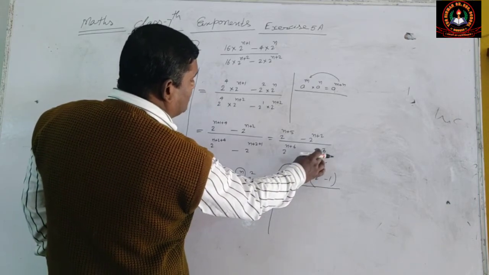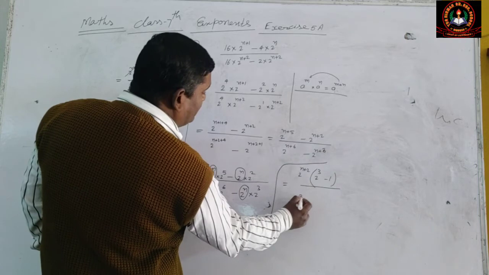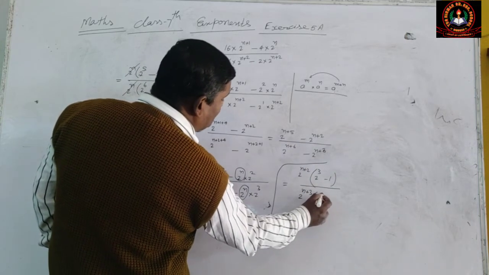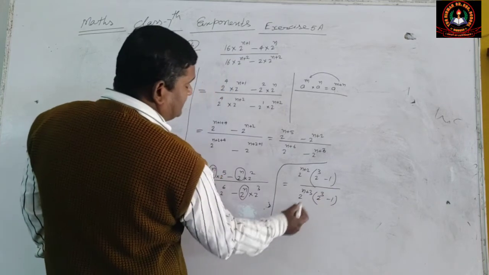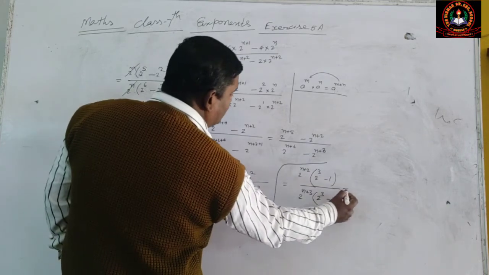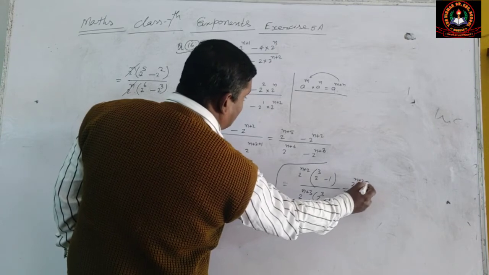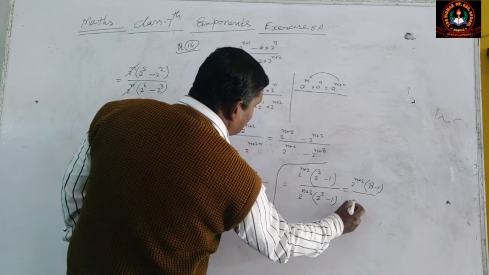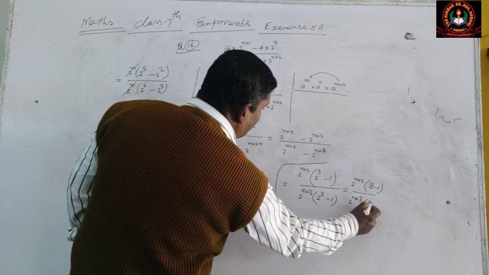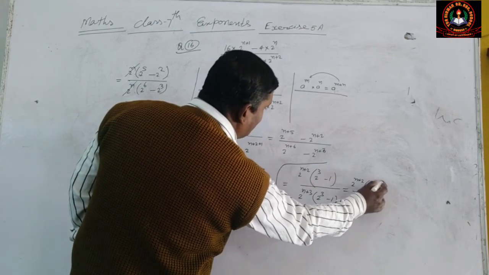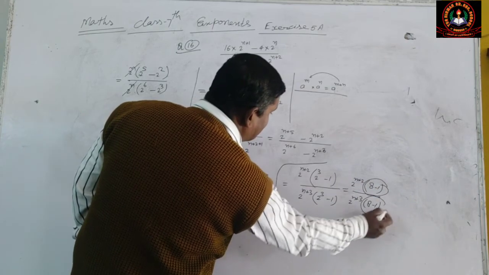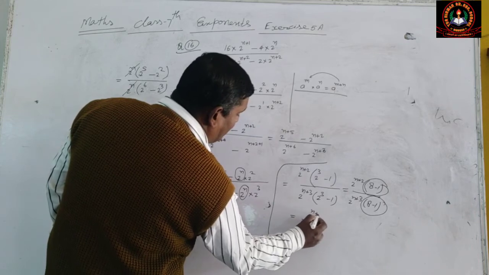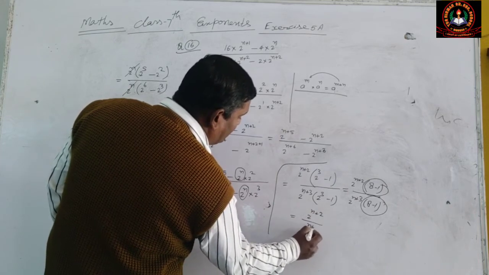And 2 to the power n plus 3 common. When we take common 2 to the power n plus 3, we get 2 cube minus 1 in the numerator, and in the denominator 2 to the power n plus 3 into (8 minus 1). 8 minus 1 is 7, and this 7 is divided by this 7, and then we get 2 to the power n plus 2 upon 2 to the power n plus 3.